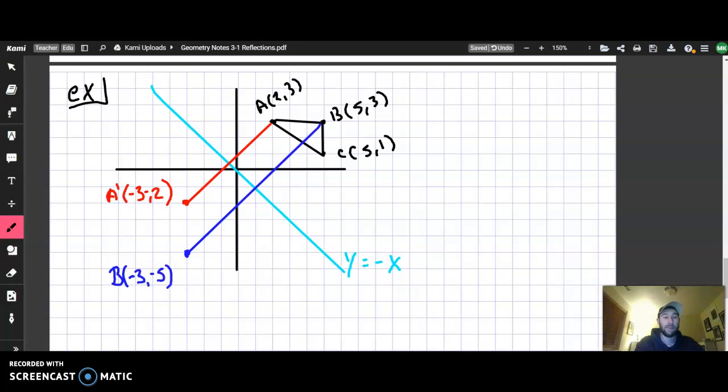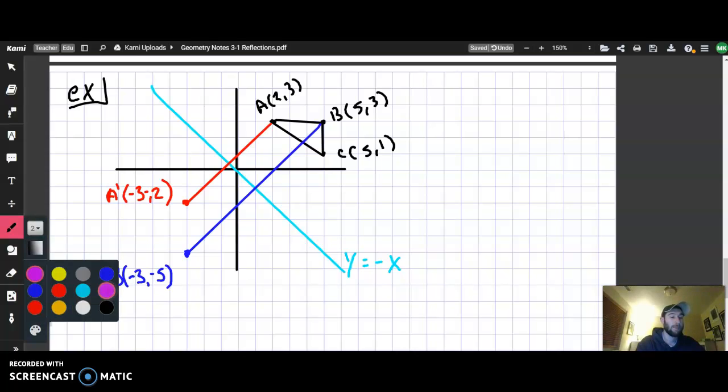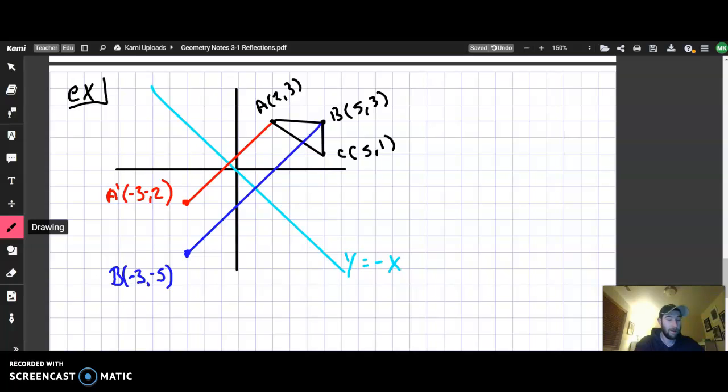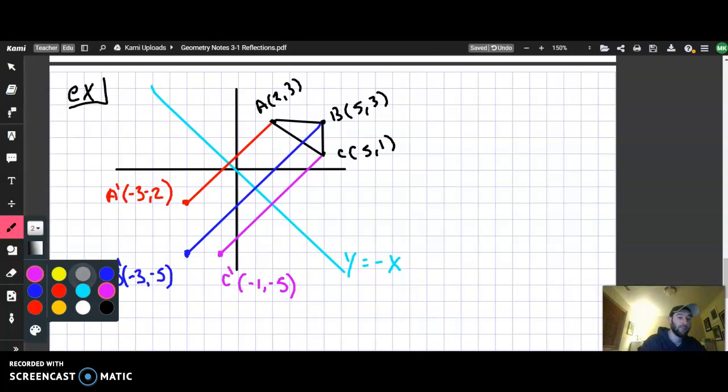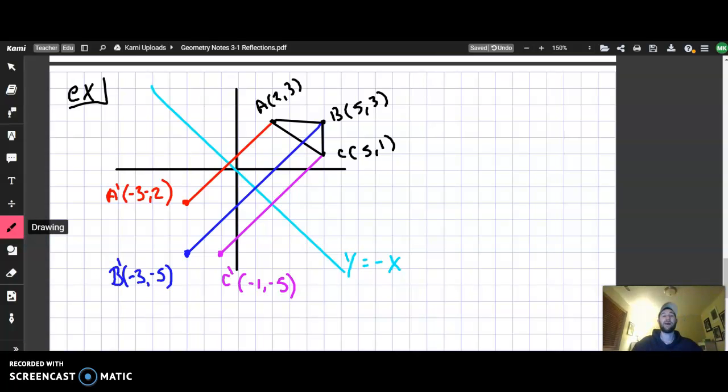And then last but not least, point C: 1, 2, 3 onto the left. So 1, 2, 3 onto the right. And we have our point C prime, which is -1, -5. Pardon me, I forgot to put the prime on my B. Absolutely essential. And so, ladies and gentlemen, we have our new point, which means we have our image.